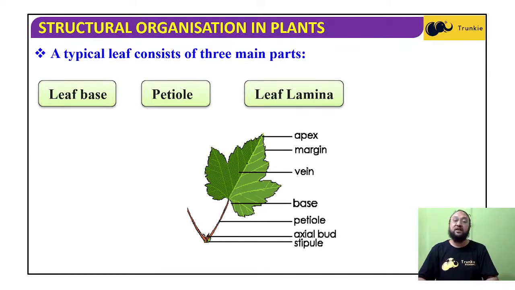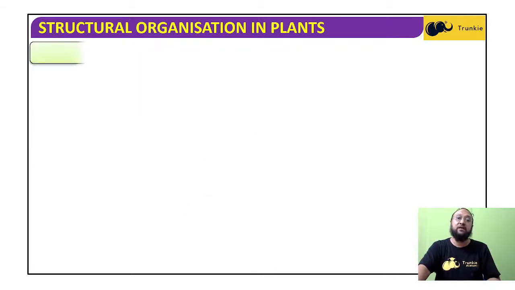Now see another diagram, a picture where you can see all the different parts. The apex is normally conical, towards the terminal end. Then there are the leaf margin, veins, the leaf base, petiole, and axillary bud and stipule. So these are the different parts of a typical leaf.